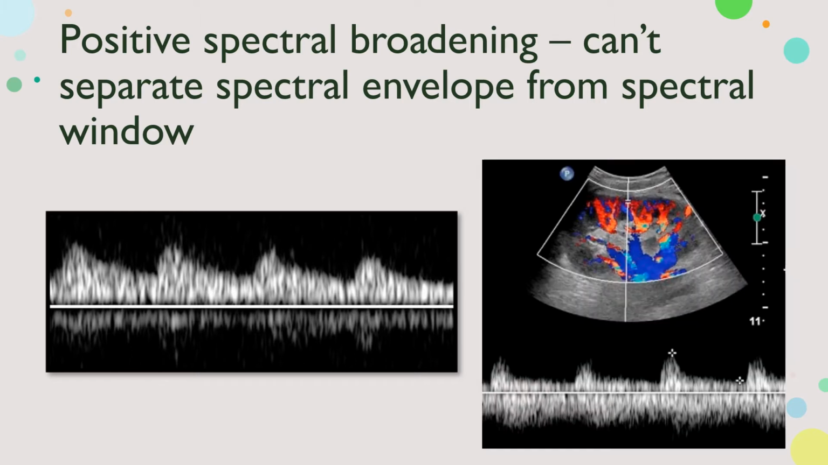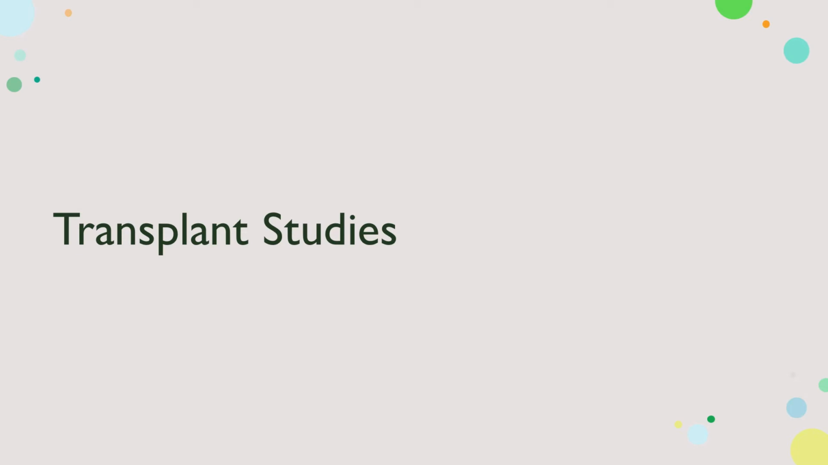So here's an example. Now this is an artery way out in the cortex, and so we're going to expect to see broadening here. So if you look at that arterial waveform, there's a little bit more white under there than dark. So we would call this spectral broadening. But again, we're only going to talk about spectral broadening when we're looking at the renal artery itself, and I'll tell you why in just a moment. So let's talk about our transplant ultrasounds.